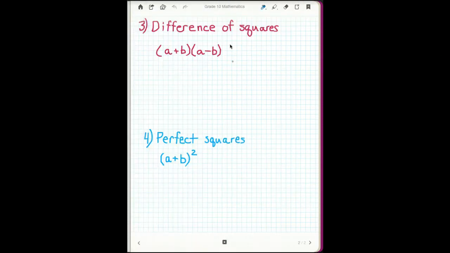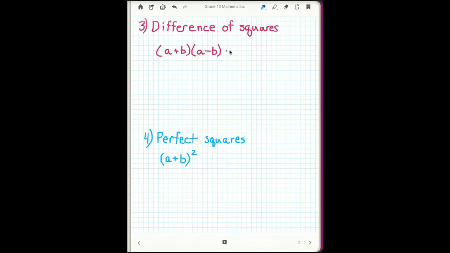We're going to go on to the difference of squares. This is just like multiplying two binomials, but it's a little bit special because the first terms are exactly the same. The second terms are exactly the same, but the signs are different. This one is being added and this one is being subtracted. It's called the difference of squares because of what you end up with.